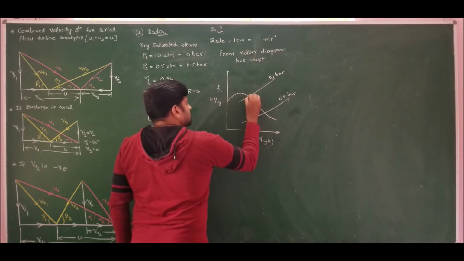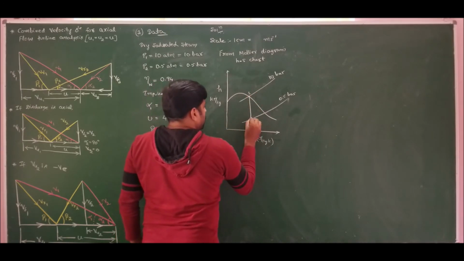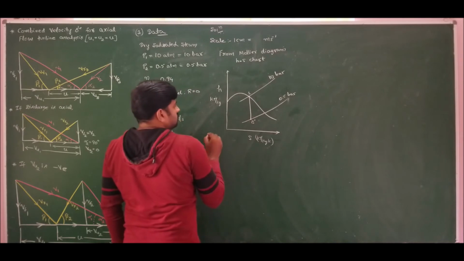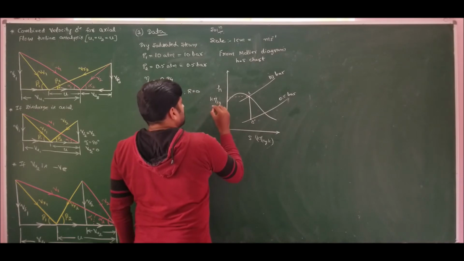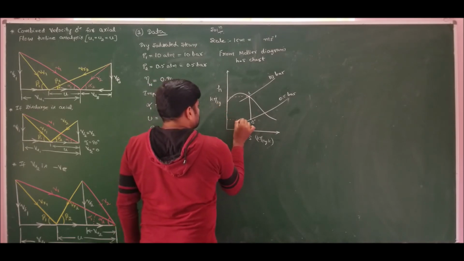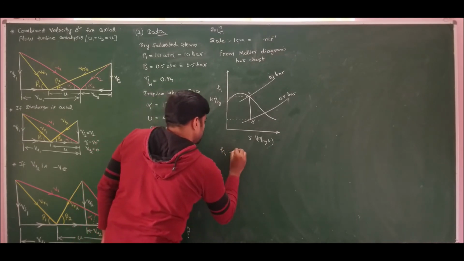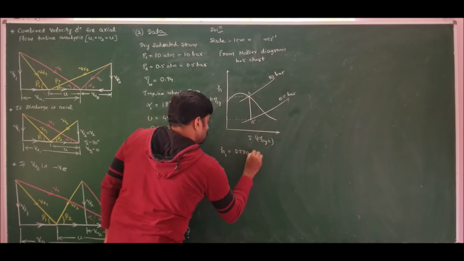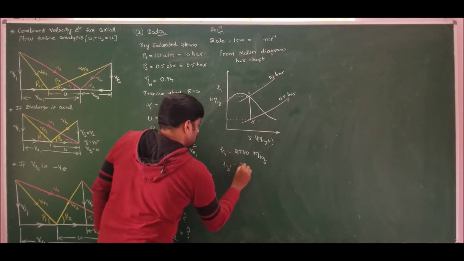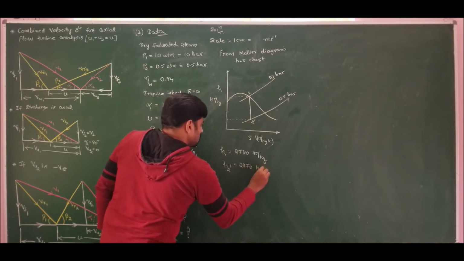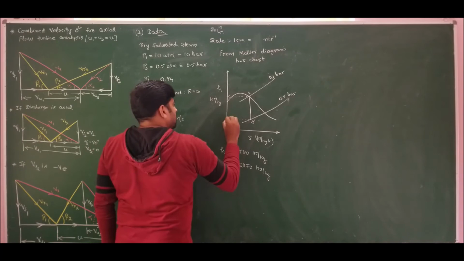Since the steam is dry saturated, I mark point 1 and drop the perpendicular to intersect 0.5 and mark the point as 2 dash. Now when I read from the data handbook, I found that H1 is 2780 kilojoules per kg, and H2 dash is 2270 kilojoules per kg. That is this point and this point.